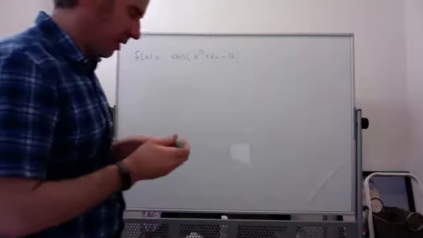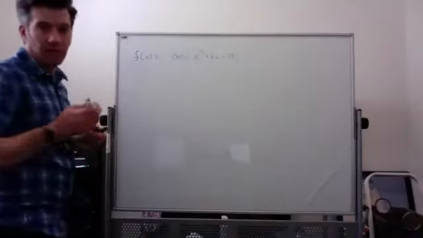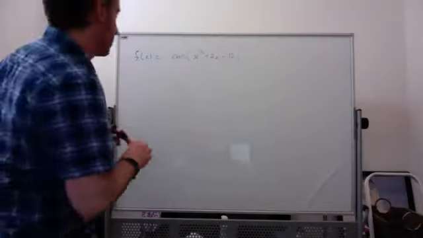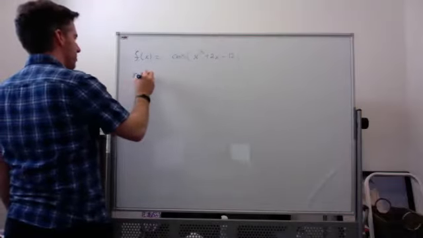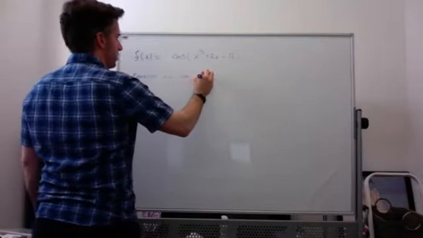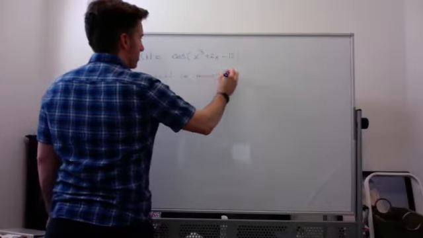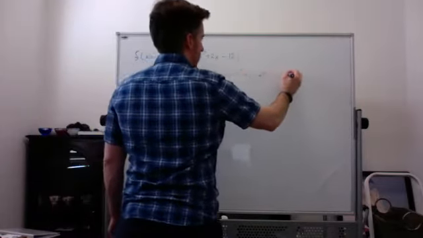And I want to find the equation of the line tangent to this function at the point x equal to, I think x equal to 2. So I want to find the equation of the line tangent to f of x at x equal to 2.